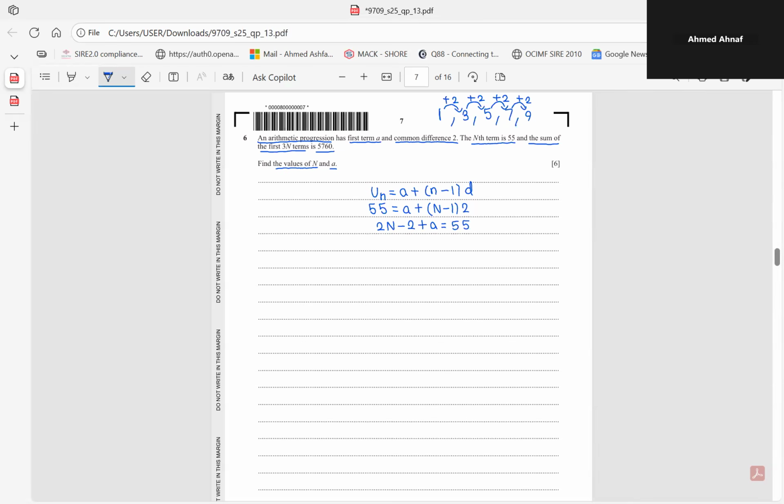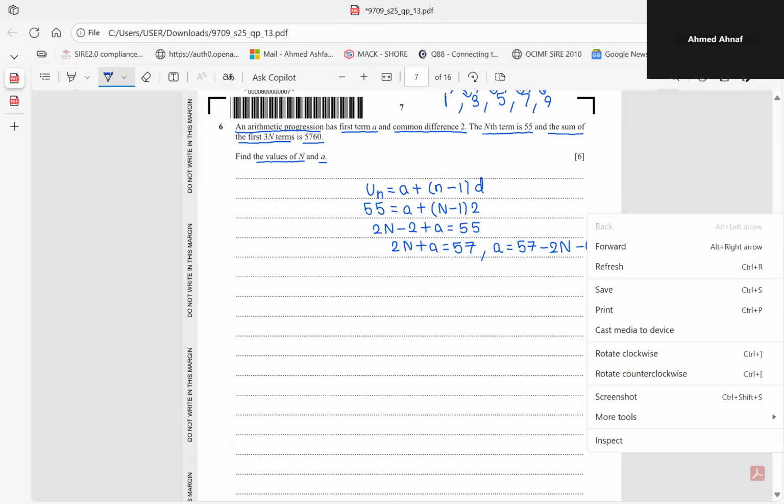Okay, let's make A the subject in this equation. So this would be 2n plus A. Add 2 on both sides, we'll get 55 plus 2, which is 57. And this would give us A is equal to 57 minus 2n. So this is our first equation.